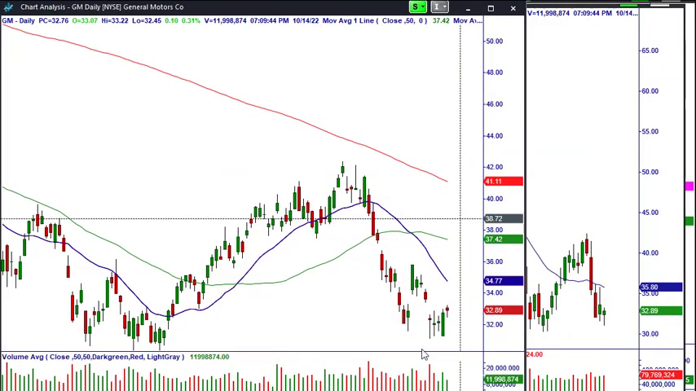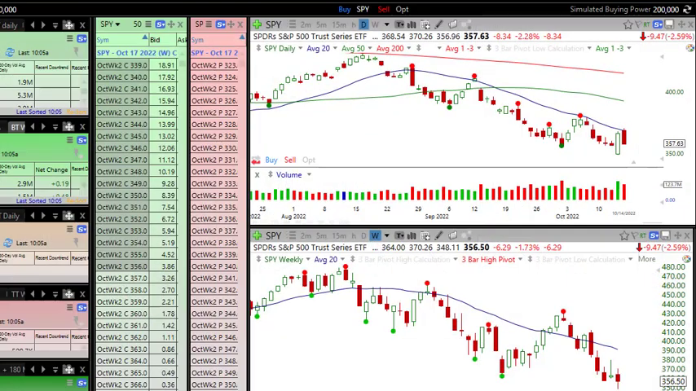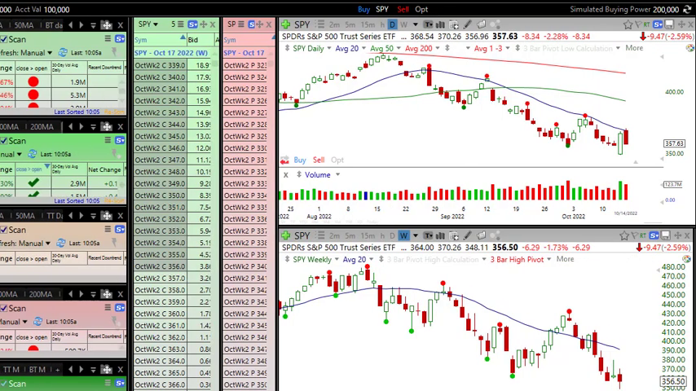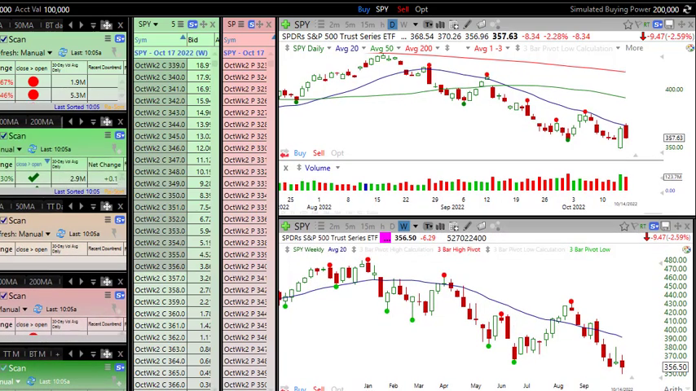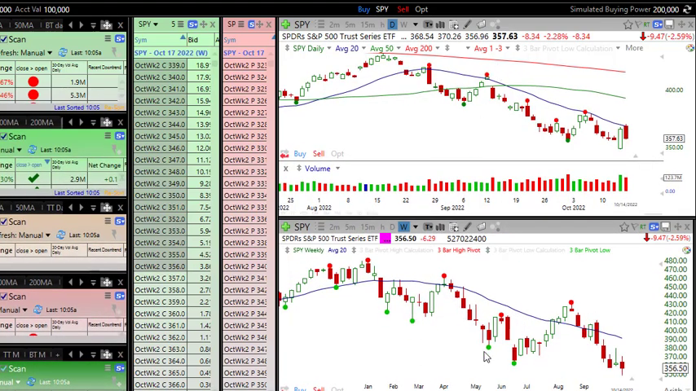So let's pull up TC 2000. So this is it. Let's see, I'll just move this over. All right, so I'm going to show you just the daily and the weekly chart. Daily on the top, weekly on the bottom. And let me start. Well, here are the spiders.